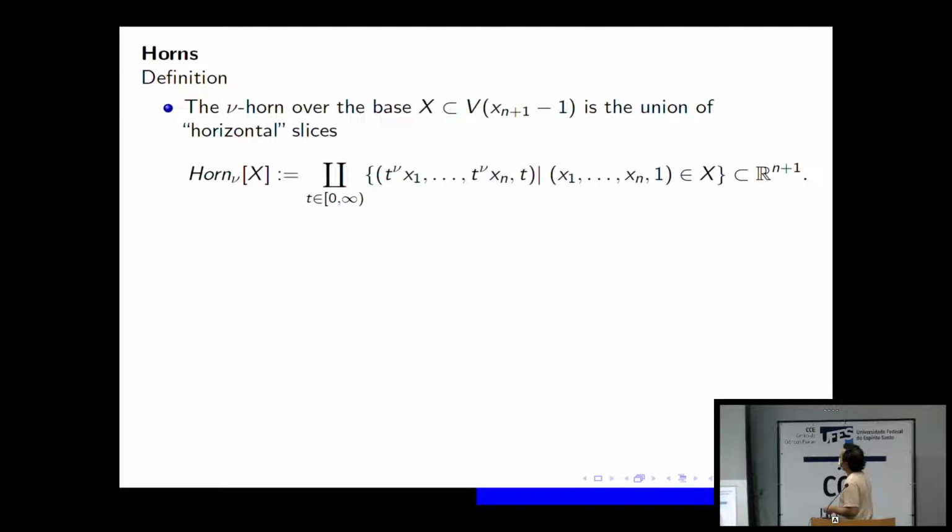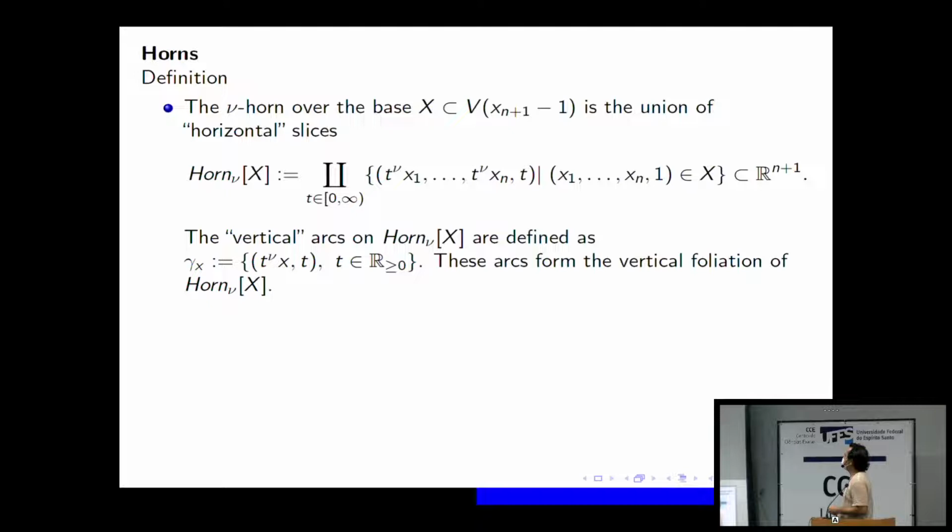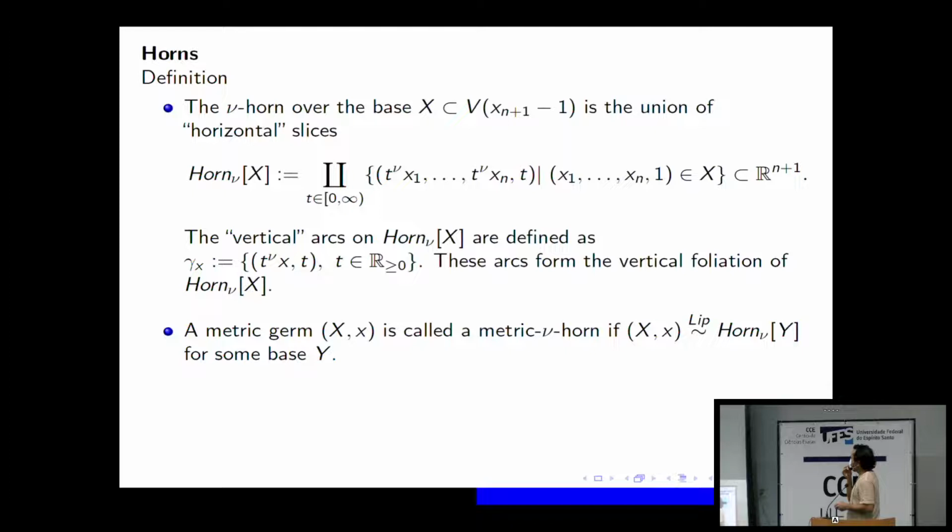Then you take some arcs: take points in the base, and then you go down along these arcs, considering this parametrization. Then you can see that the arcs give a foliation of the horn. This can be given by an equation, but to focus on our interest, I prefer to write it in this way, as a foliation by arcs. You have a point and this parametrization. Then you extend this notion: this is a standard horn, and you say that a germ is a metric horn if it is bi-Lipschitz equivalent to a standard horn for some base.